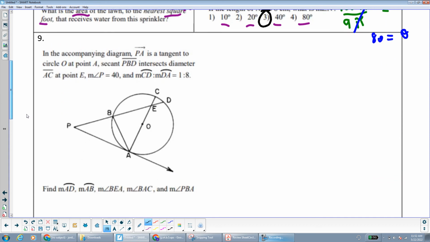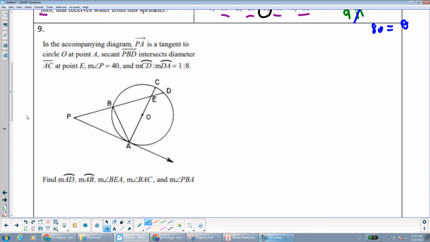Okay, for number 9, let's take a look over here. We got a lot of stuff going on in this picture. We're told that angle P is 40 degrees, and we're told the ratio of the measurement of arc CD to arc DA is 1 to 8. So I'll represent this as 1x or just x, because CD is the one part of the ratio. And I'll represent DA as 8x. The first thing that we are looking for is the measurement of arc AD.